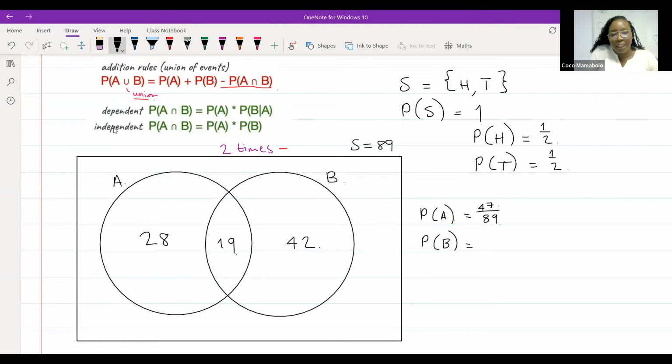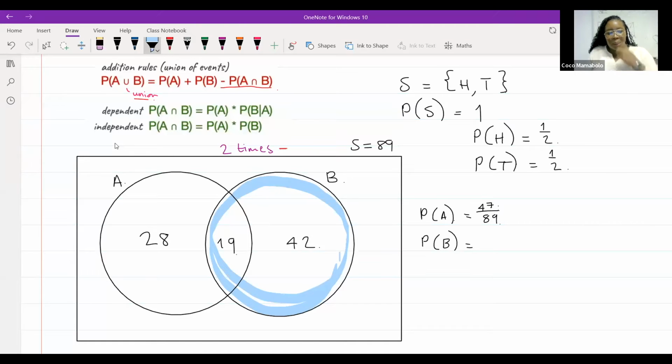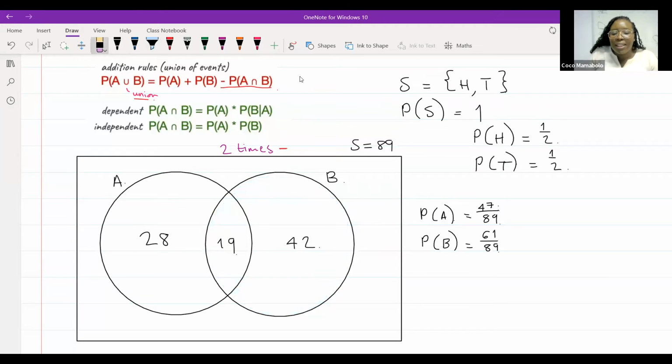Right. Now, what is the probability of B? Calculate the probability of the whole of B for me. How much is that? Correct, 61 over 89. Now, remember what we said, guys. The probability of both of them together needs to equal how much? Correct, it must equal 1. Remember, it's a fraction.